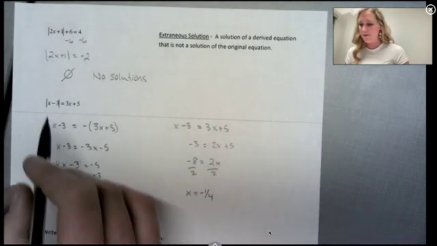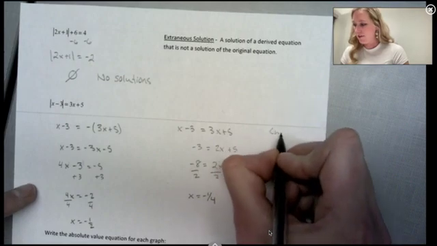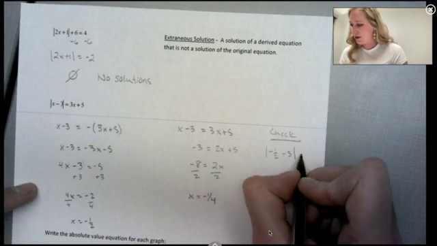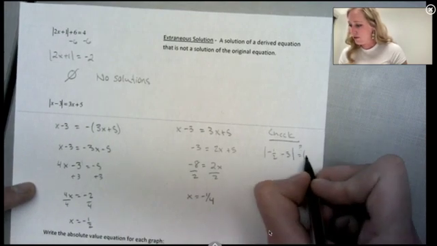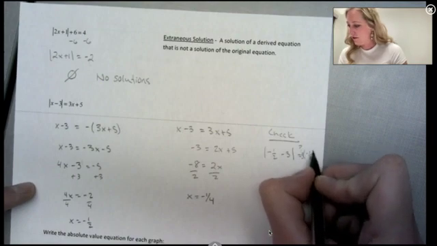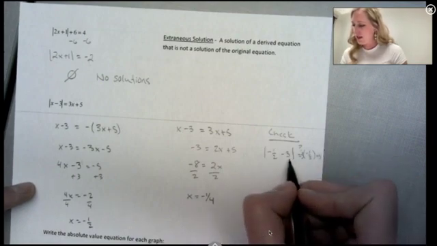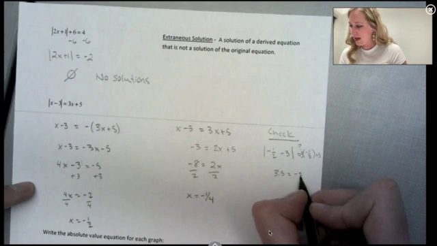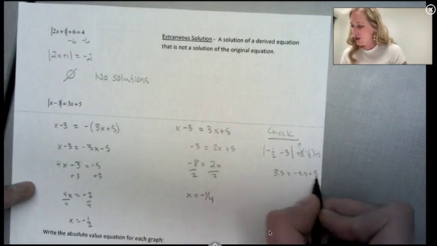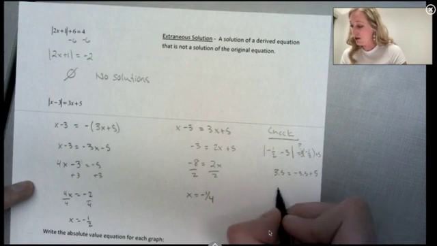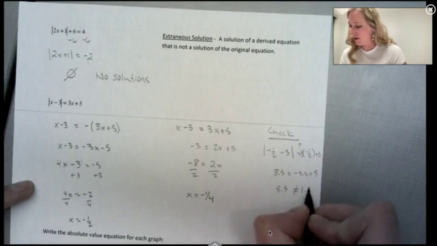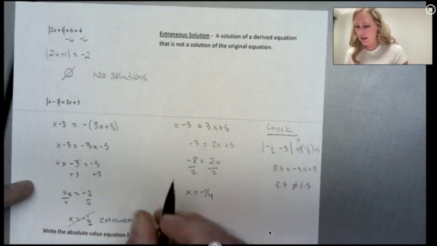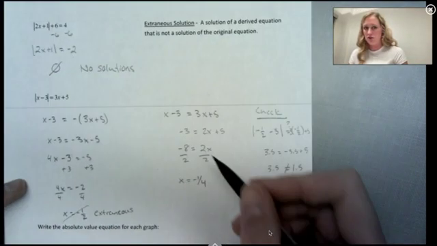So I'm going to plug in negative 1/2. So I have negative 1/2. I'm going to check over here. Okay, so I'm checking, does the absolute value of negative 1/2 minus 3 equal 3 times negative 1/2 plus 5? Okay, so here I get negative 3.5. Absolute value is positive 3.5. Here I get negative 3.5 plus 5, which equals what? 1.5. So 3.5 does not equal 1.5. So that means this is extraneous. It's an extra solution we got in the solving process, but it's not actually a solution to the original equation.